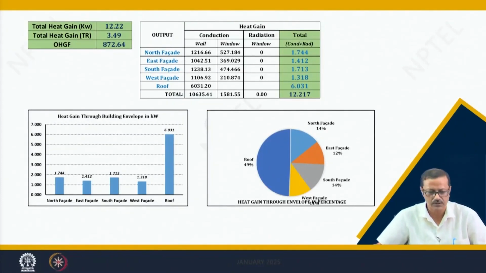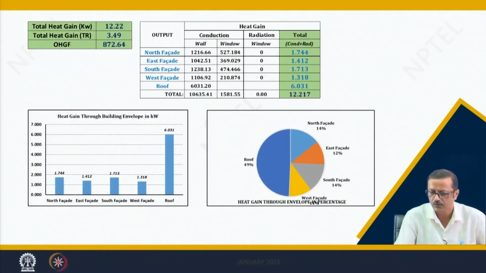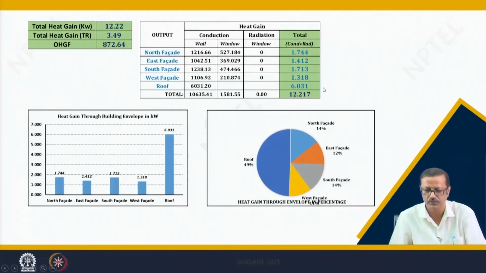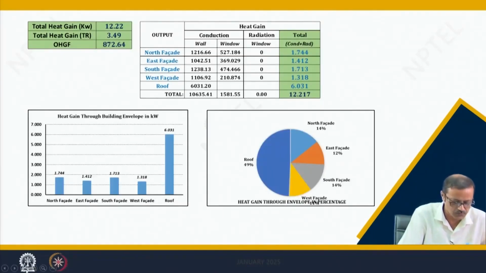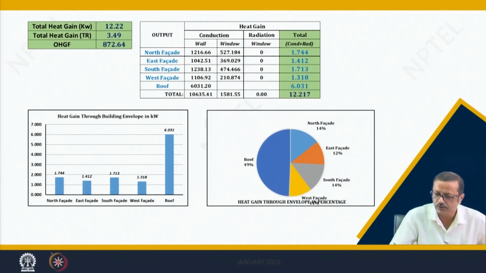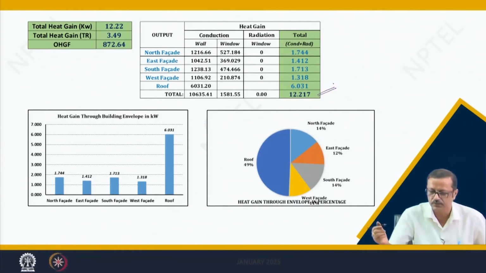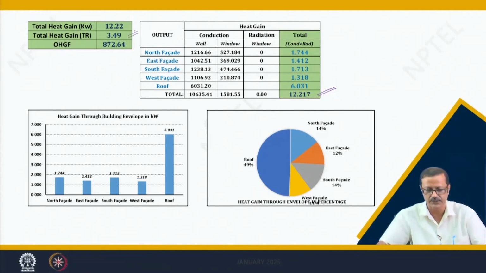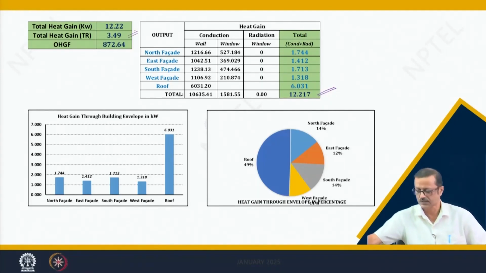So, whatever we got, the final value is 12.1 to 12.2, almost the value of the heat gain through the conduction or so, and 3.5 is your TR. So, on this particular chart we have shown just now.